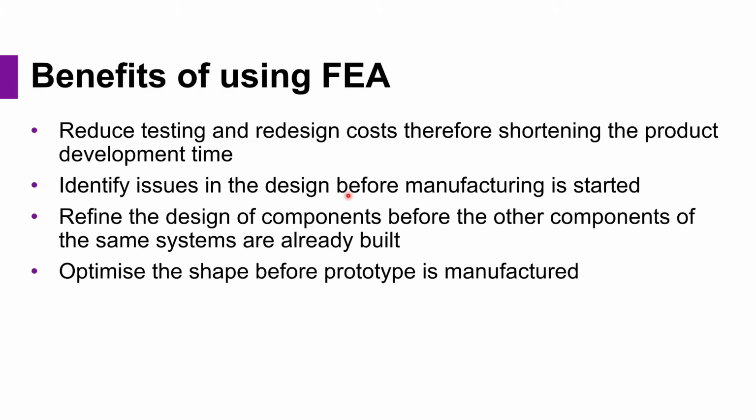Because once you go to the pre-development and manufacturing, you're quite late. You cannot change your model at that time, because you already think about what model manufacturer you want to use and it's ready to go and to be manufactured. Also, you would be able to refine the design of the components before the other components of the same system are already built. So for instance, if you're working with a full model, a car, it has different elements. You would be able to refine your design as an element, as a part, without the need of the other components of the system.